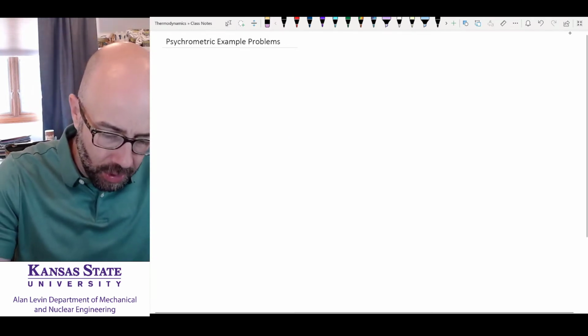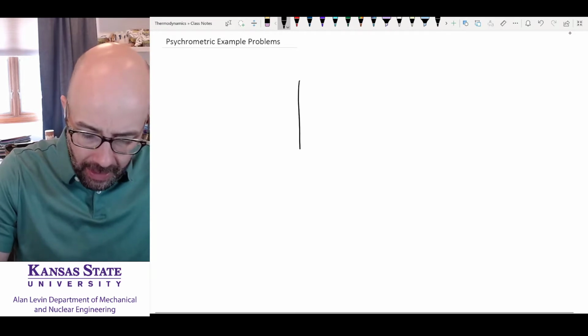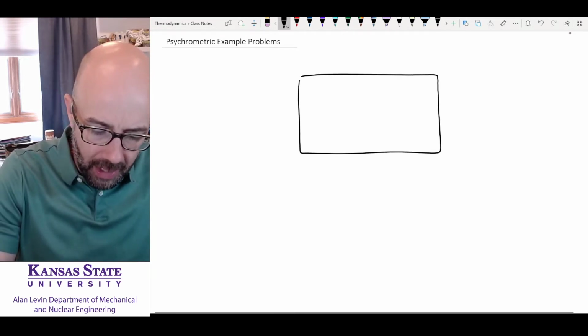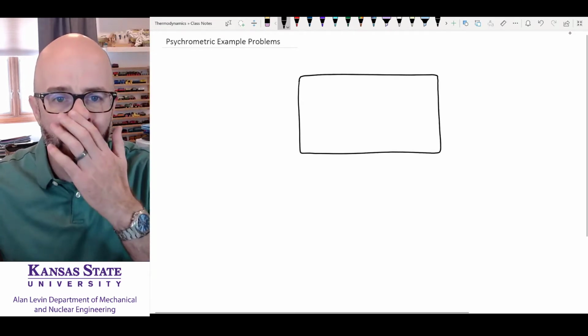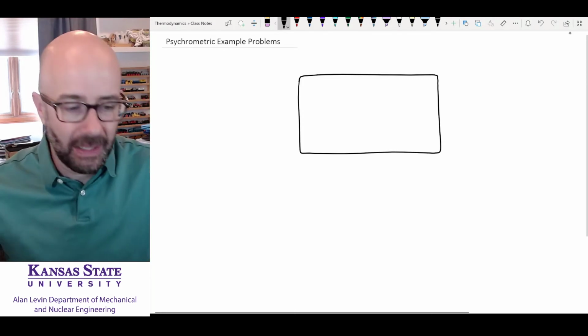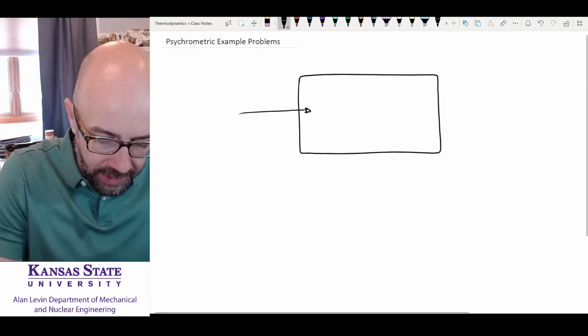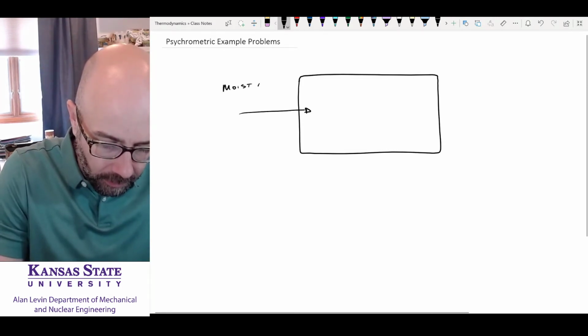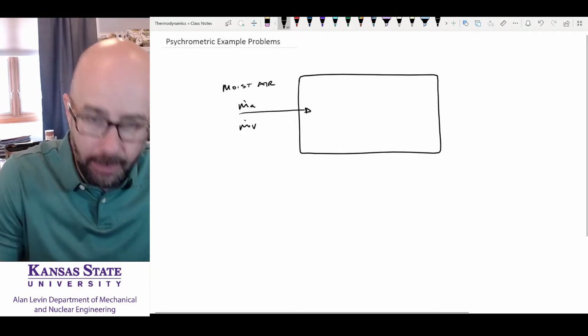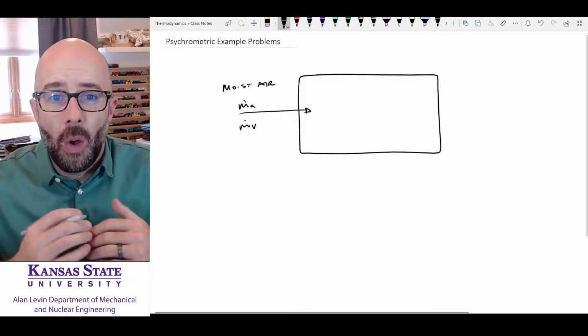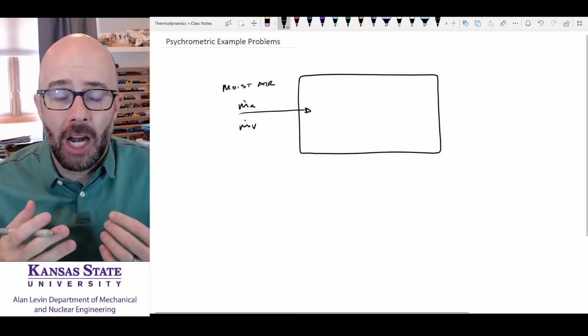I'm going to have a control volume that is just going to be a box. This is going to be an air conditioning system. We're going to bring in air, so it's going to bring in moist air. This is going to have some mass flow of the air and some mass flow of the water vapor. And we may be conditioning that air by making it cooler.